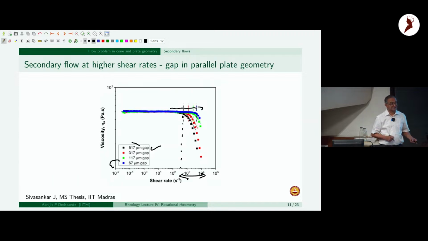Yeah. So this fall is due to secondary flows. So you can probably show that the onset is inversely proportional to the gap because it is V squared by R. Yeah, exactly. So you can do some of these analyses and then actually look at it, so that's the way.